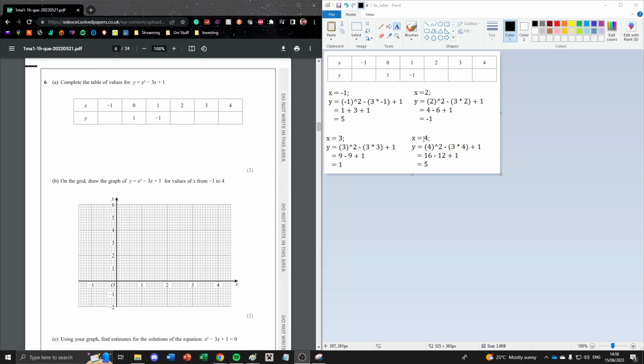And finally, we have x equals 4, and of course, we do 4 squared minus 3 times 4 plus 1, which leaves us with 16 minus 12 plus 1, which leaves us with 5.